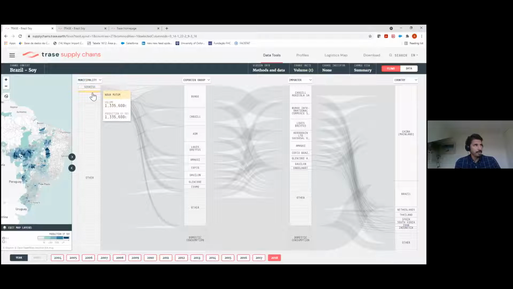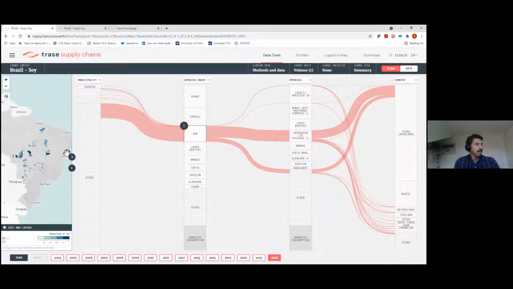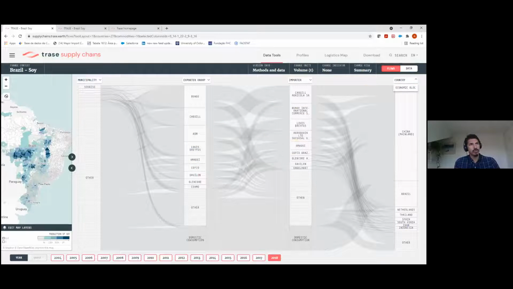So we have all the information on the municipalities: how much was produced in those municipalities, who are the exporters, importers, and the countries of destination. For example, if we are interested in one single company, let's say ADM, we can just click here on ADM and see exactly where ADM sourced or bought their soy from in Brazil and where exactly it's going to. The same way we can do this for one company, we can check many other companies in the supply chain. And we can also do the same for the countries of destination.